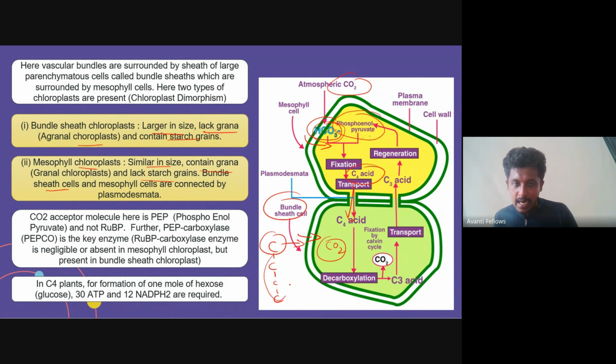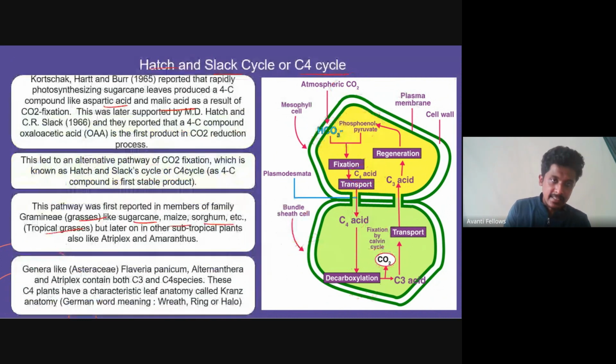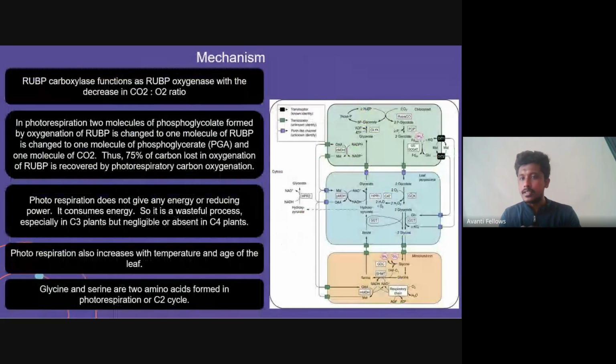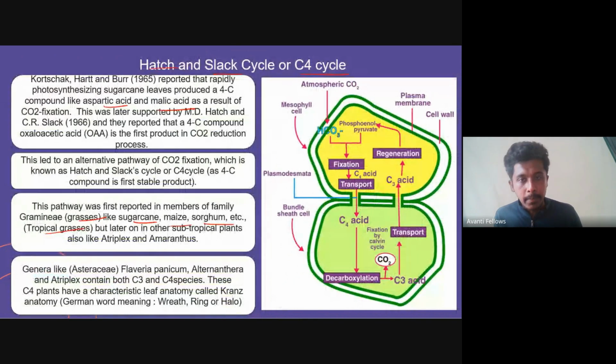So this 3 carbon atom containing compound forms the C3 acid. This C3 acid, you know that it is a pyruvic acid. And the carbon dioxide that is released here is used for fixation, like how we saw in the C3 cycle. The C3 cycle continues here again in the bundle sheath cell.